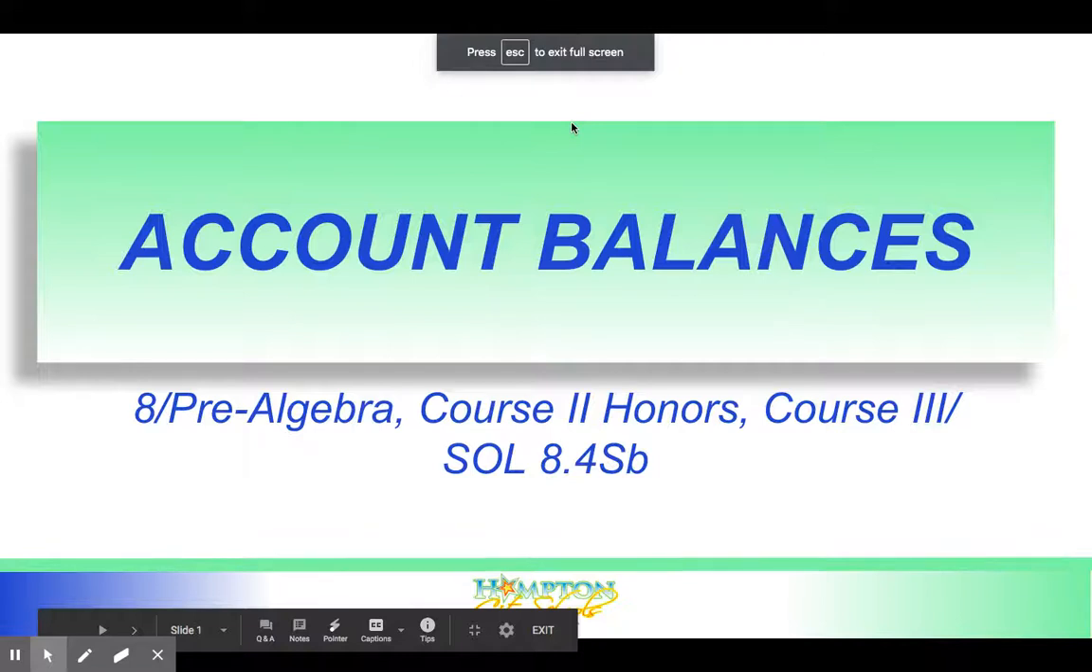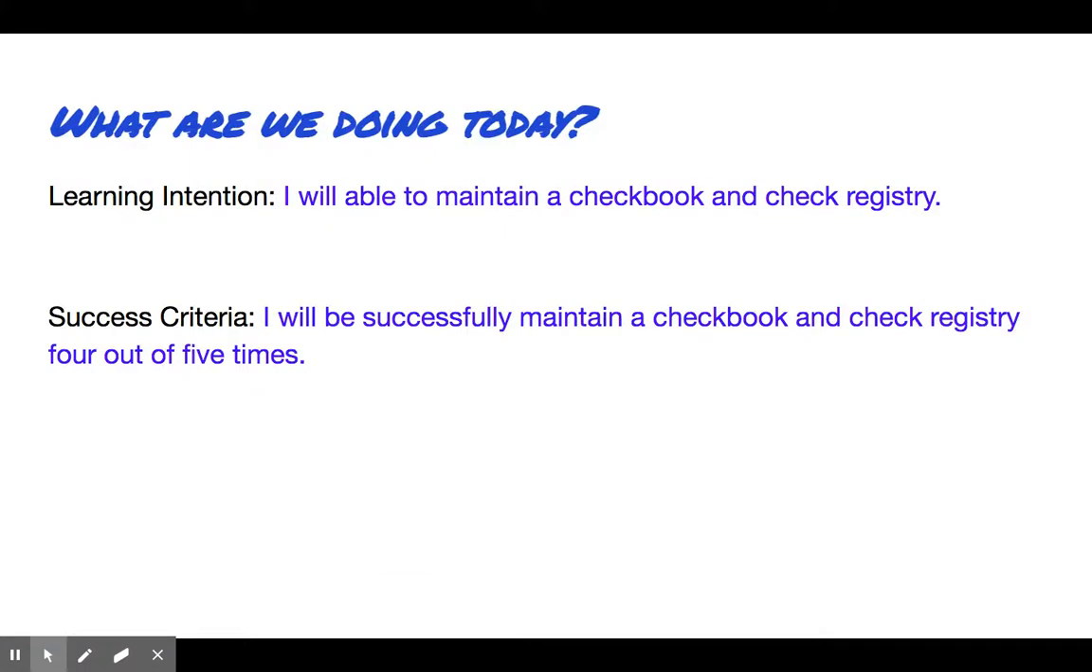Account balances. Today you will learn about account balances. What are we doing today? So please make sure you fill this in.